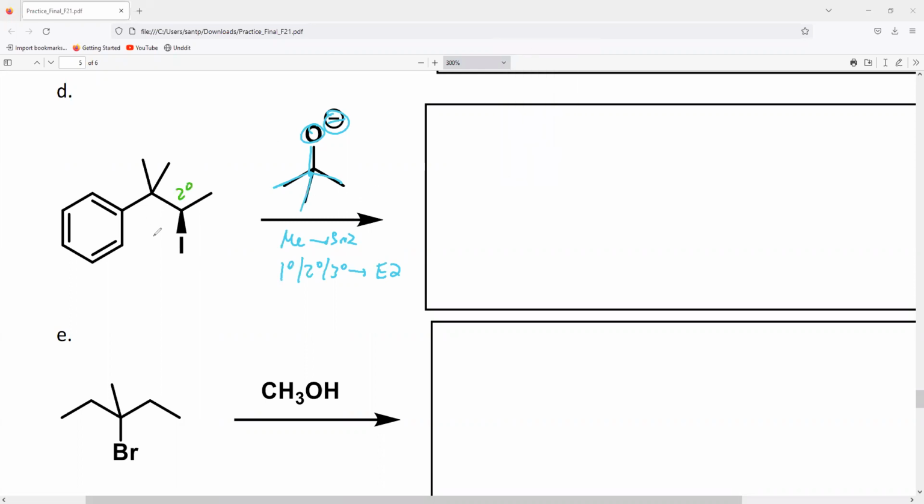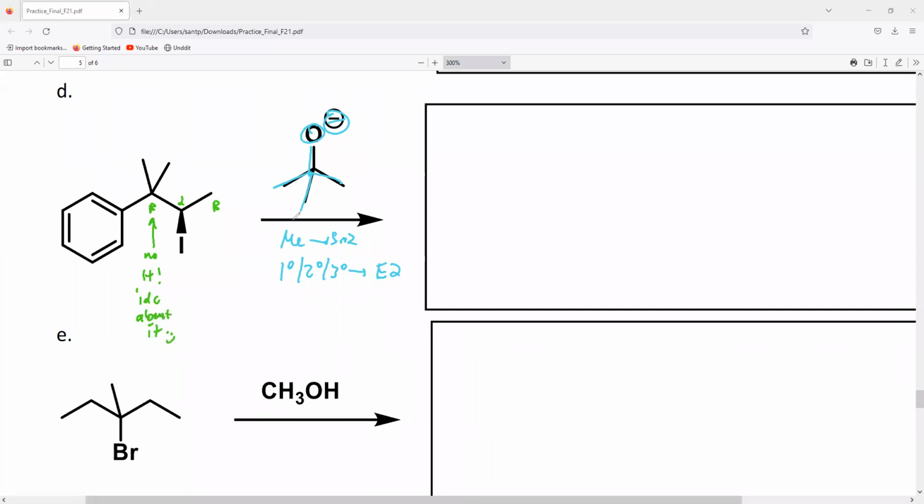Now, luckily, Dr. Helix blocked off this beta carbon here, so there's no hydrogens. So I actually don't even have to worry about this guy here. So alpha, beta, there's two betas, but this beta has no hydrogens. So I don't have to care. So I don't care about it.